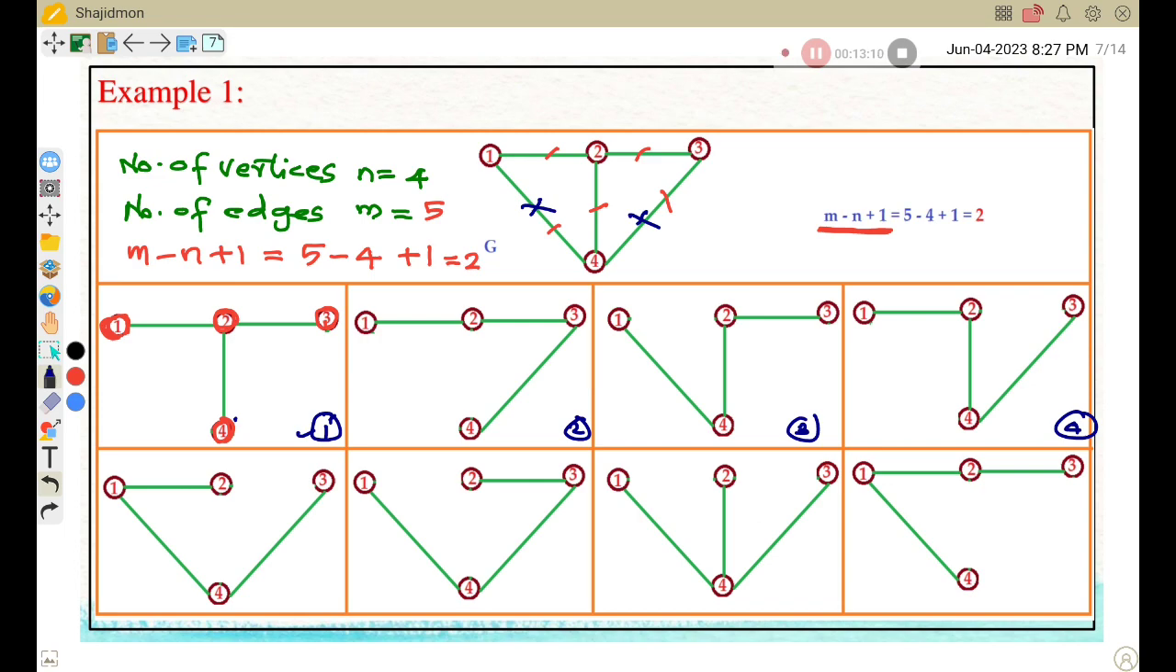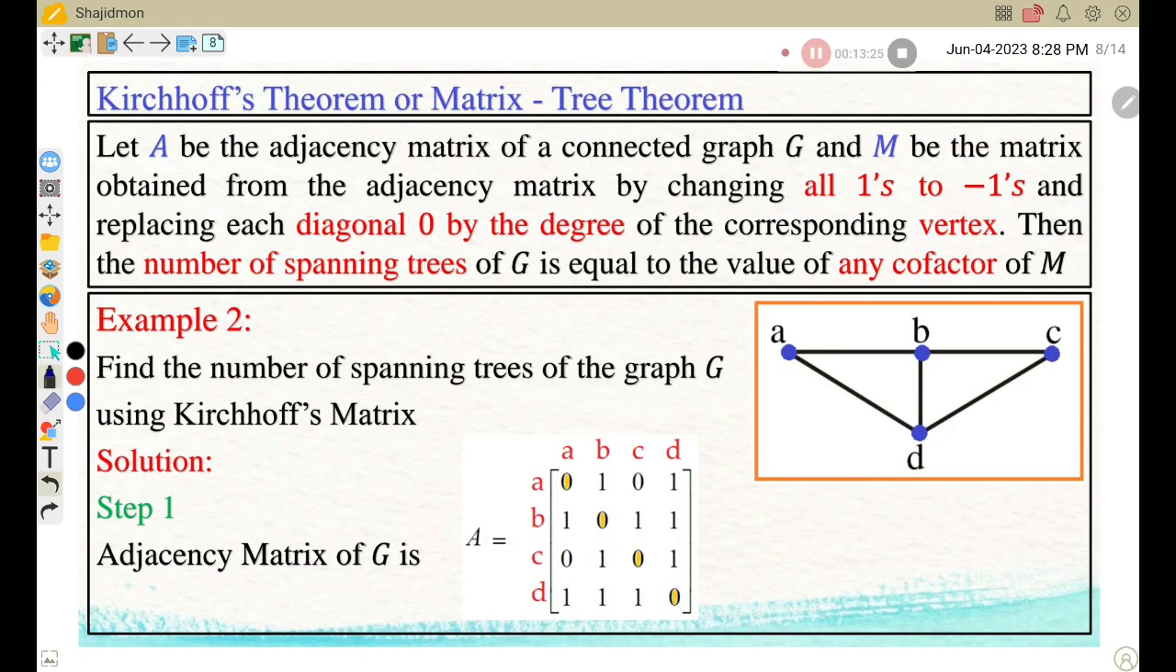Now, how many spanning trees can we create like this? We need to know that, correct? By removing some edges, how many spanning trees can we create? For that, we need to study one algorithm, that is Kirchhoff's theorem or Kirchhoff matrix. Using Kirchhoff's theorem, we can find how many spanning trees we can form from a graph G. We can calculate by using Kirchhoff's theorem, or we can say Kirchhoff's matrix.